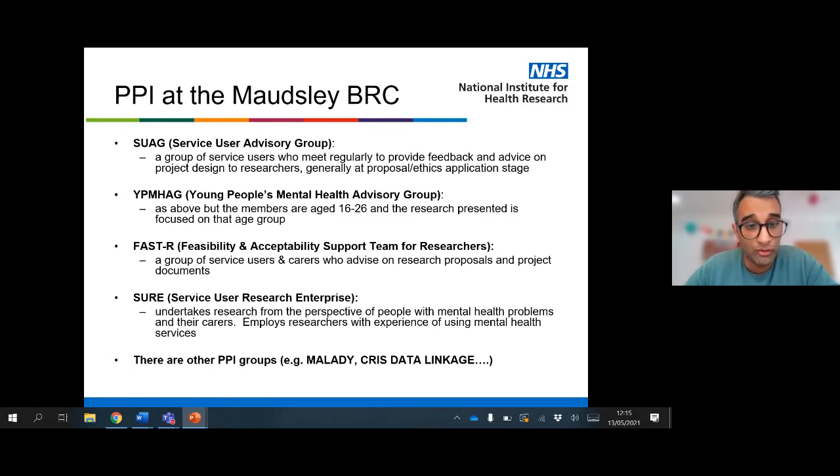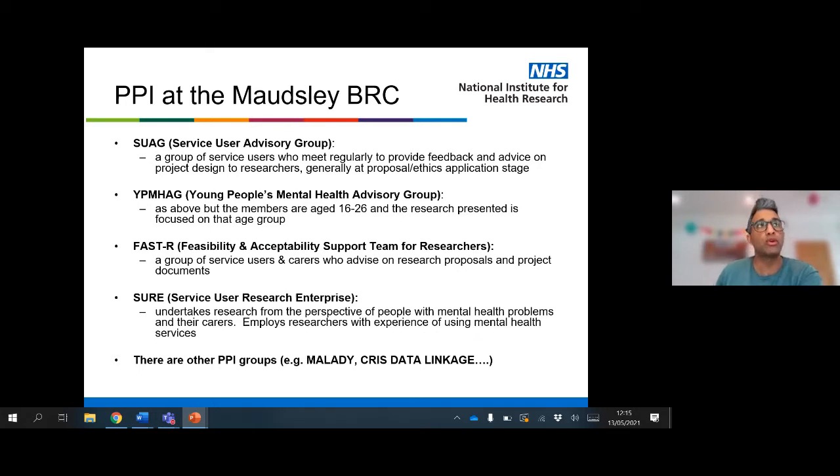You're more than welcome to come and talk to these groups. We have something called the Fasta Service, a virtual service for researchers. From your perspective as a researcher, you'd send us your patient-facing documents: your information sheets, consent forms, lay summaries, things that a potential participant will see. It might be a post you're thinking of putting up, or a flyer, and we would get that reviewed by a group of service users and carers.